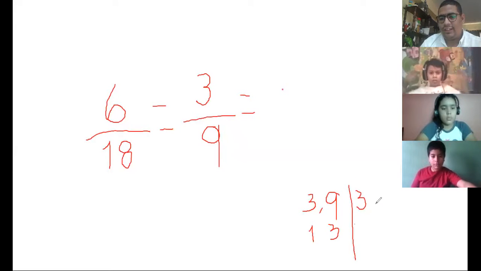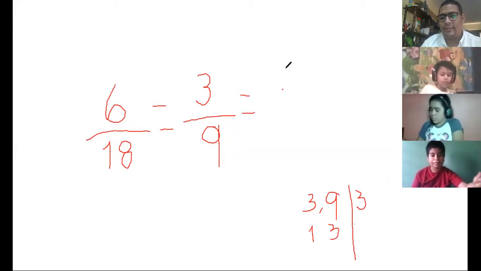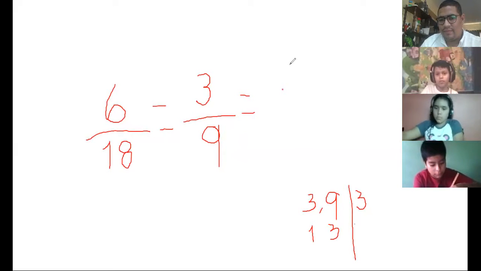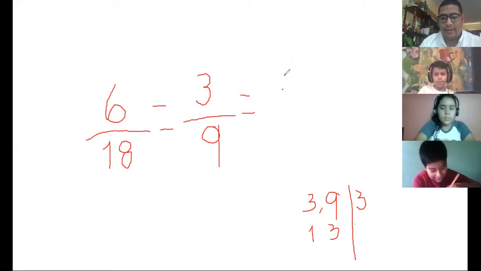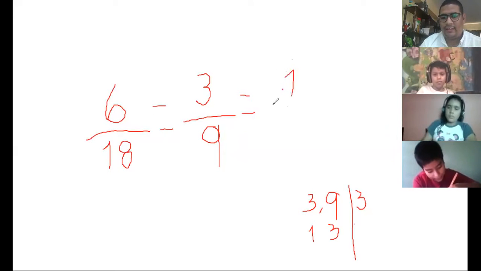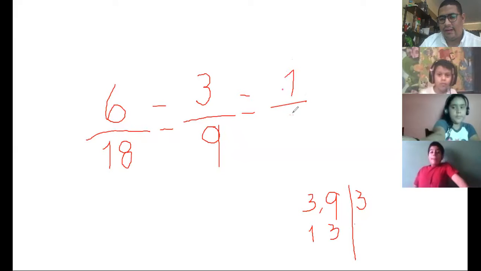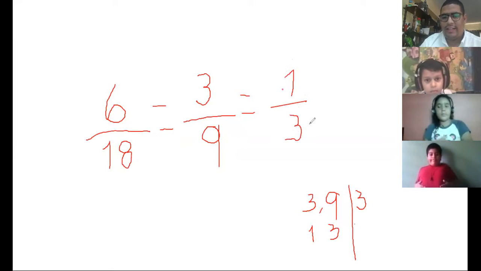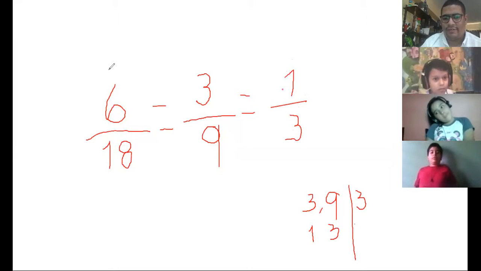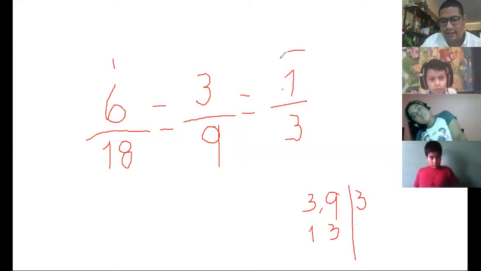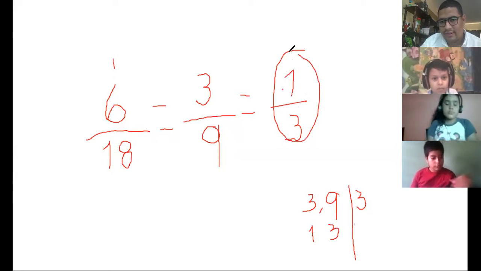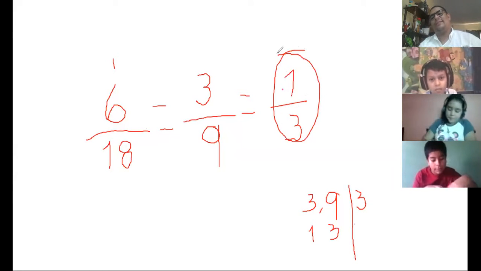Entonces, ya sé que los dos tienen tercera. ¿Verdad? Entonces, ¿qué es lo que voy a escribir aquí? ¿Cuál es la tercera de 3? 1. One, sorry. Okay. And 3. 1 and 3. So, it means that the equivalent number of this fraction is this one. Yes? Do you understand? Yes.